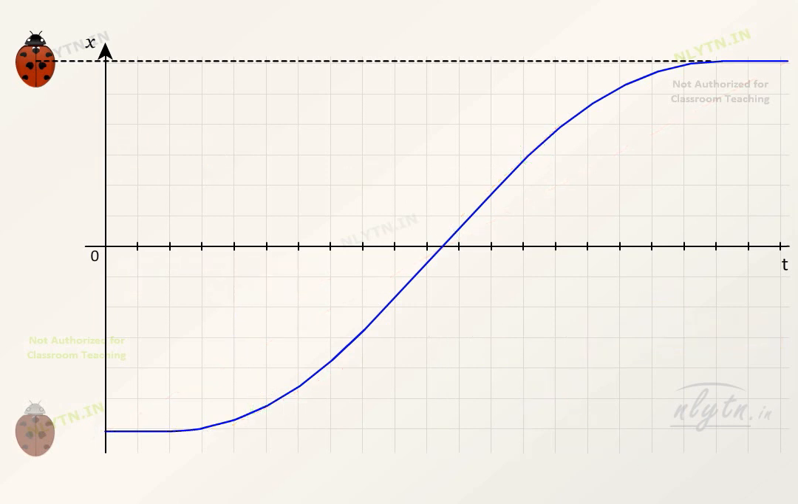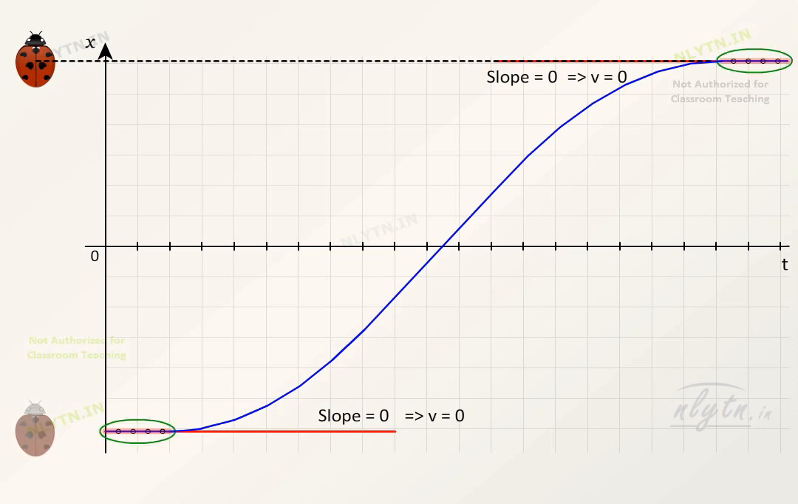This is consistent with our observation. Note that for these points, the tangent is a horizontal line which has a slope equal to 0. This should mean that the velocity of the particle at these points will be equal to 0. That is, the particle should be at rest, which is true as per its motion. So, a horizontal section in the position-time graph implies that the particle is at rest.